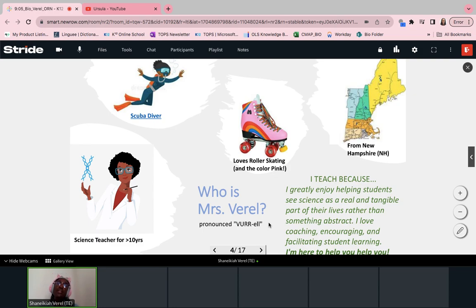When I'm on land, I like to roller skate, and my favorite color is pink. And I'm from New Hampshire. Does anyone know which state that is in New England? This is not one state, okay? This is 6 different states. And yeah, New Hampshire is the blue one here, the kind of teal one. This is New Hampshire, part of the 13 original colonies.